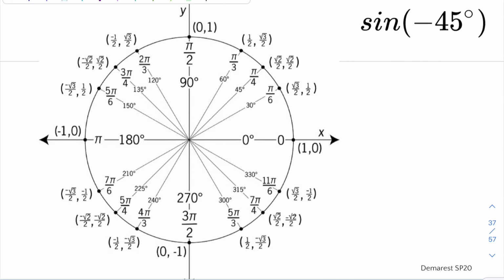Okay, the last example we are going to try together before you do your exit ticket is a negative angle.